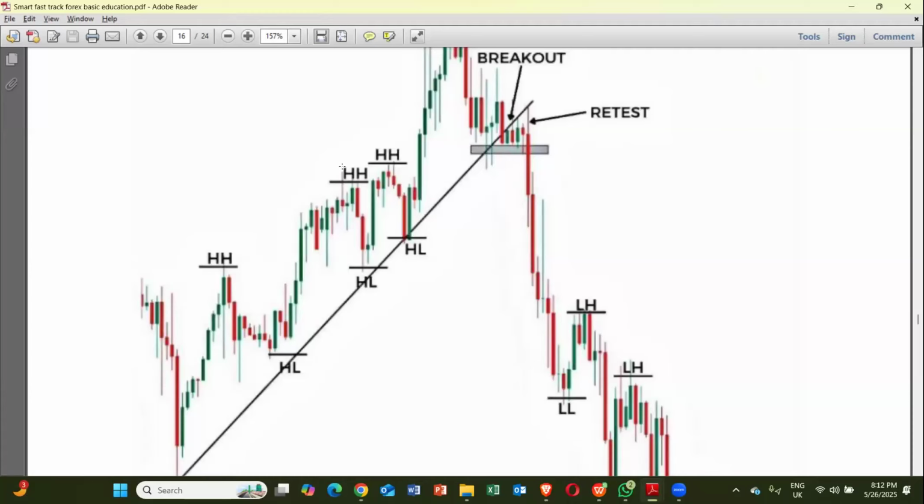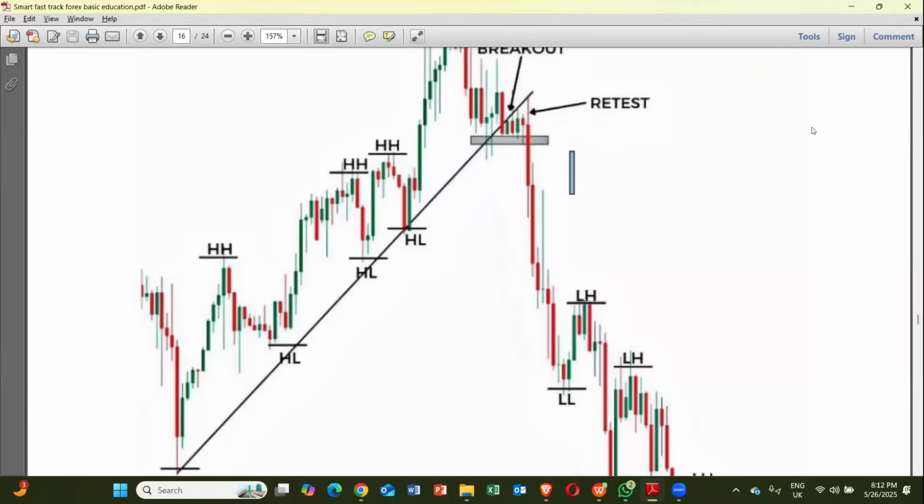Now, this is a higher high because it's higher than this previous high. Then it created a new low, but this low is higher than this previous low. So this is why this one is termed a higher low. It created another higher high here, because it is higher than the previous high, and came down again, created a new low, but still higher than the previous low. So it's a higher low.